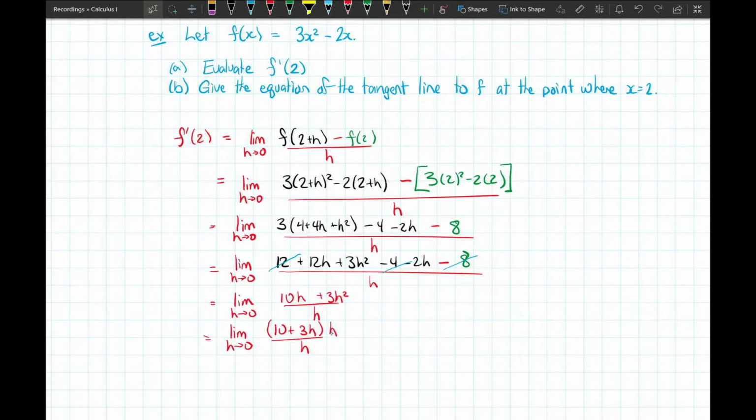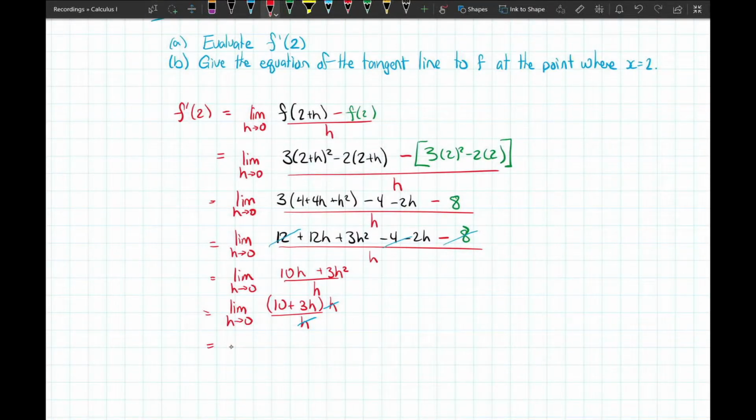Now, when we get to the step where h's can cancel out, we're going to end up with an equivalent function, but this equivalent function, 10 plus 3h, doesn't have the same restriction on its domain. So it's fairly equivalent. It's the same as our original expression, except for the fact that h equals 0, we can just plug in now. So at this point in time, when you evaluate the limit, then we can just write down a value by plugging in 0. And we end up with 10.